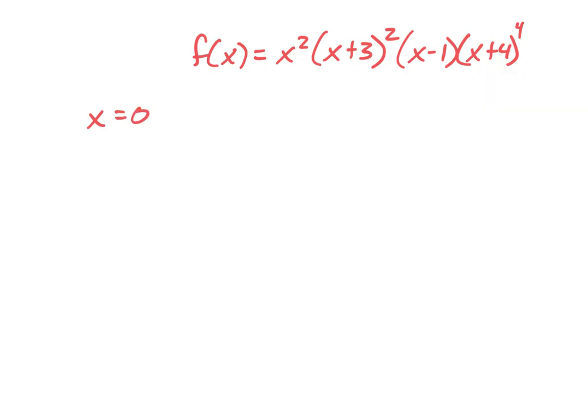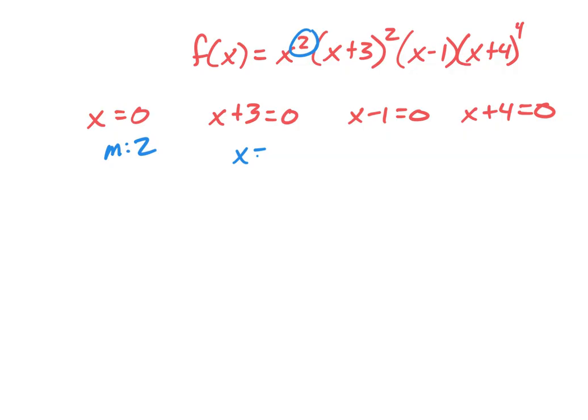The first one, the x here, does not have a plus or minus attached to it. You don't have to worry about the x squared here either. Don't worry about the exponent until the very end. So if it doesn't have a plus or minus on it, we just set it equal to 0. x plus 3 equals 0, x minus 1 equals 0, x plus 4 equals 0. x equals 0 has a multiplicity of 2 because my exponent is 2. x plus 3 squared is going to be x equals negative 3 with a multiplicity of 2 because my exponent is 2.